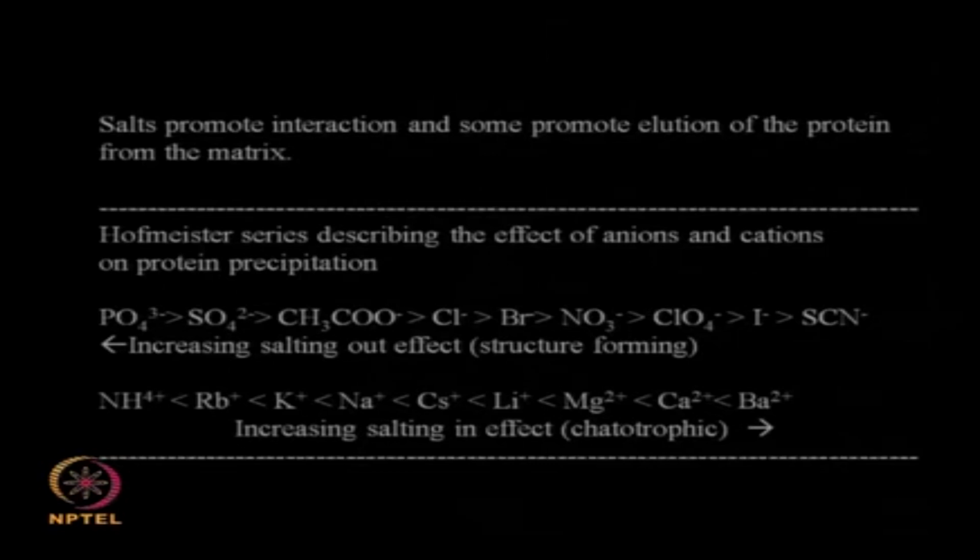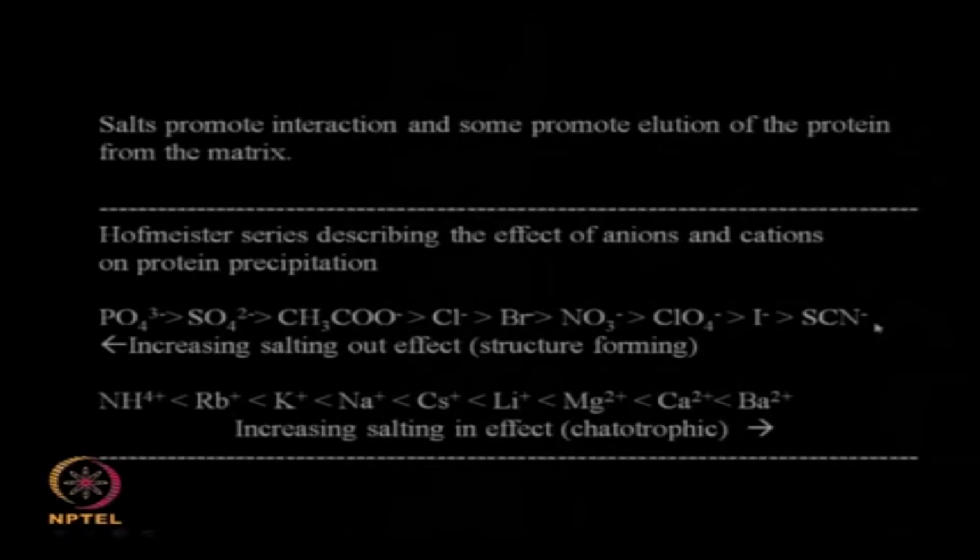So salt promotes interaction, whereas some salts promote elution of the protein from the matrix. That means some salts can also help in the displacement of the protein bound to the matrix. So there is something called the Hofmeister series, which describes the effect of anions and cations on protein precipitation, okay.